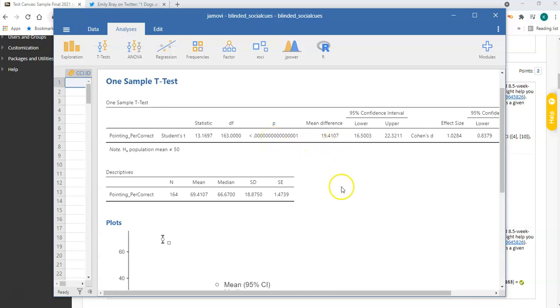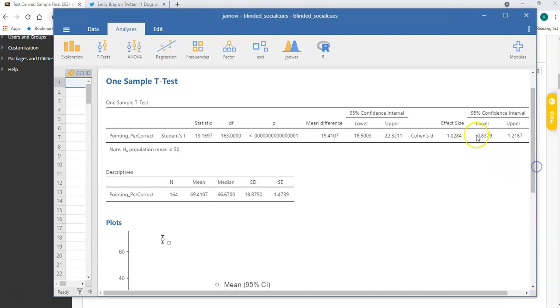And there's the mean difference, confidence interval for the mean difference. There's d, and then here's the confidence interval around d. Here is the mean. So this is the mean percent correct for all the puppies. So about 69% of the time, they went to the correct cup.